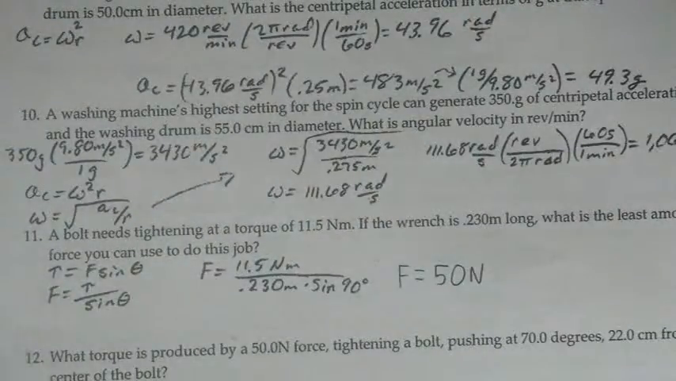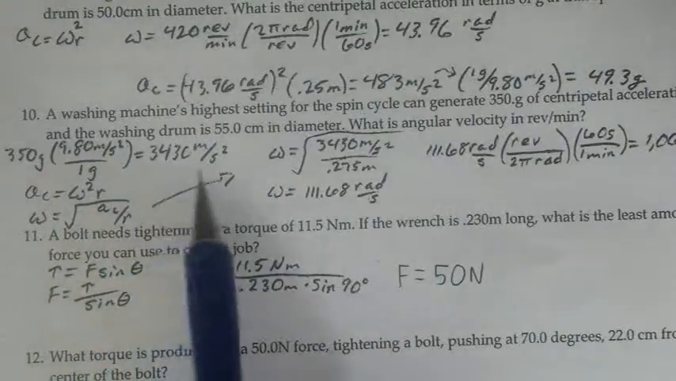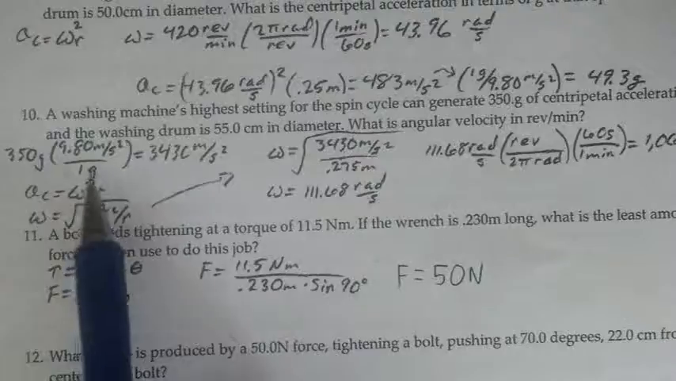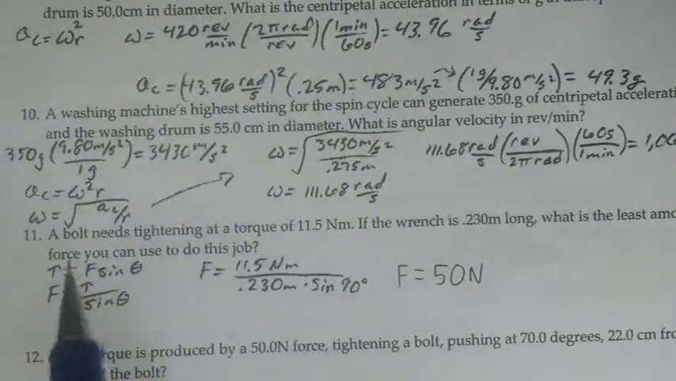This is all working backward. So 350 g, I can't use that. I've got to get it in something more usable. Remember the 9.8 meters per second squared per 1 g? The g's cancel out. This times that should give you this in terms of meters per second squared.